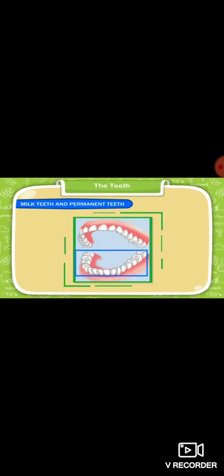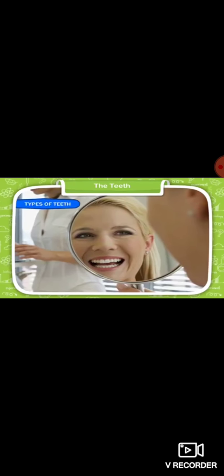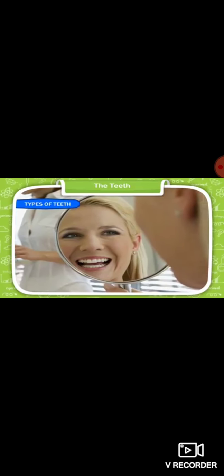They are total 32 in number, 16 in the upper jaw and 16 in the lower jaw. So we have two types of teeth, two sets of teeth actually.